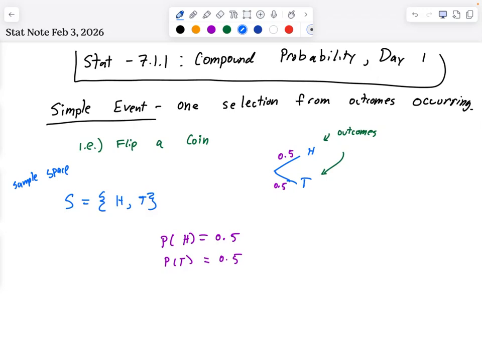Any questions about, first off, what I've drawn and written? Yes? So compound probability would be like more than one selection. Yeah, more than one selection, more than one occurrence, more than one simple event. Which I'm going to add to the notes right now. But I'm going to take these notes slow.